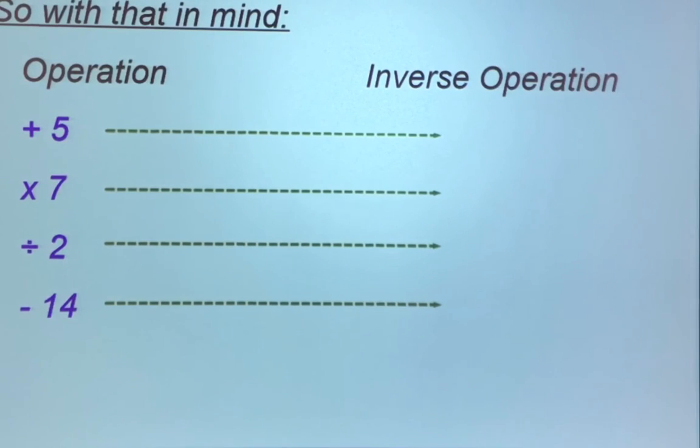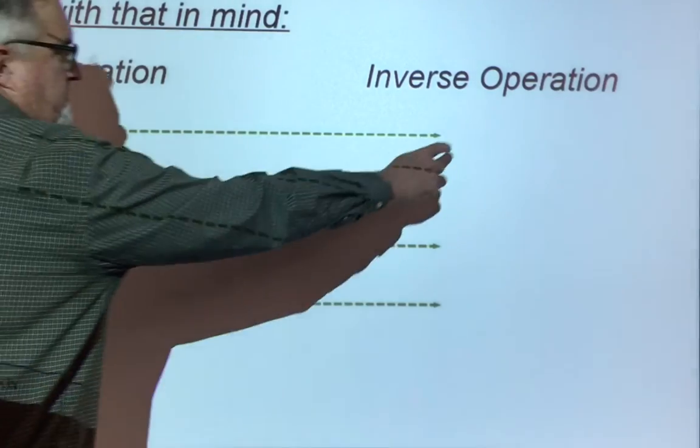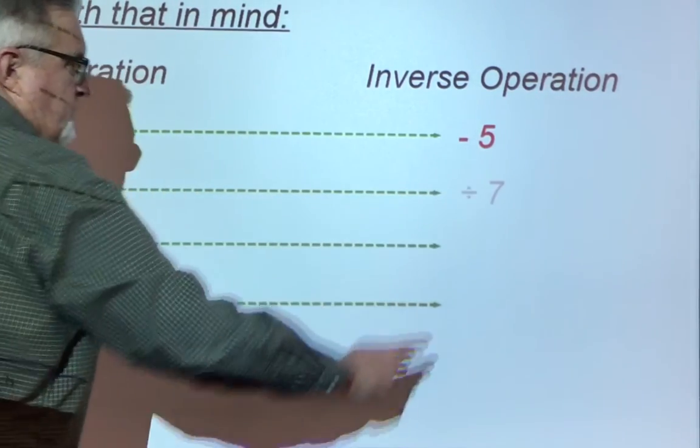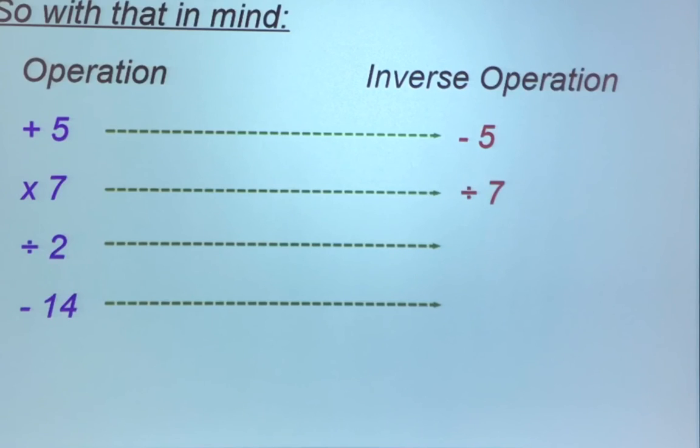So with that in mind, if the operation is add 5, what would the inverse operation be? What would the operation be that undoes that? Well, it would be subtracting 5. What if we multiply by 7? What would our inverse operation be? What will undo multiplying by 7? Yeah, you're right. Divide by 7.